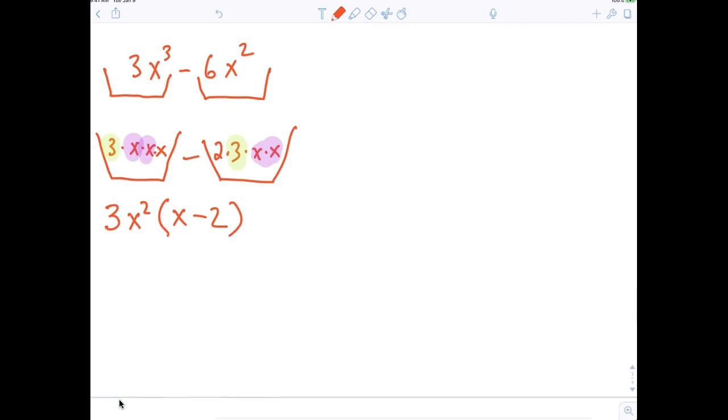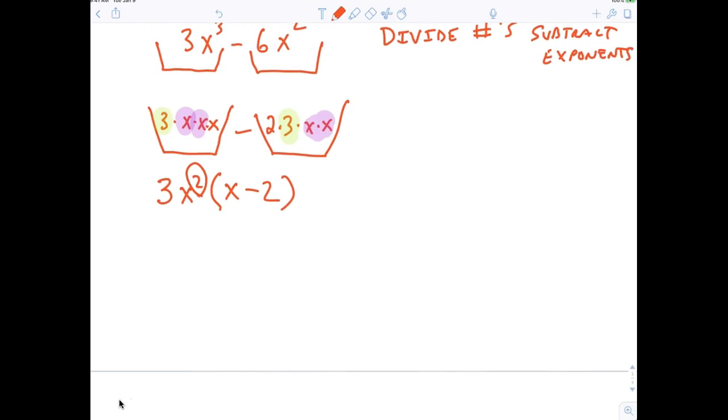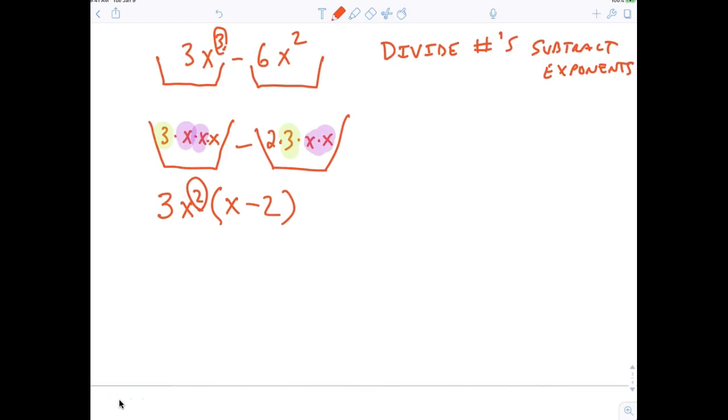Now, essentially, what's the rule? The rule is you divide numbers and you subtract exponents. So, how many x's were common? 2, right? So there were 3. 3 minus 2 is 1. There were 2. 2 minus 2 is 0. 3 divided by 3 is 1. 6 divided by 3 is 2. That's how I'm coming up with the answers. Very, very simple. Cannot emphasize that enough.